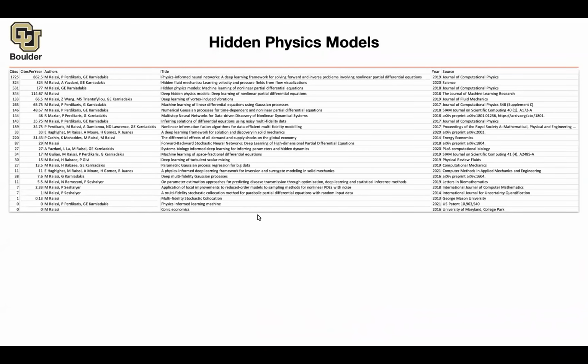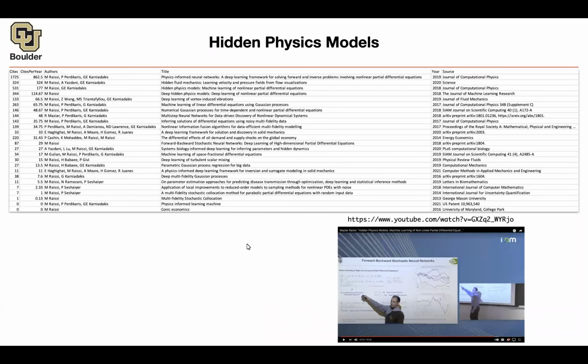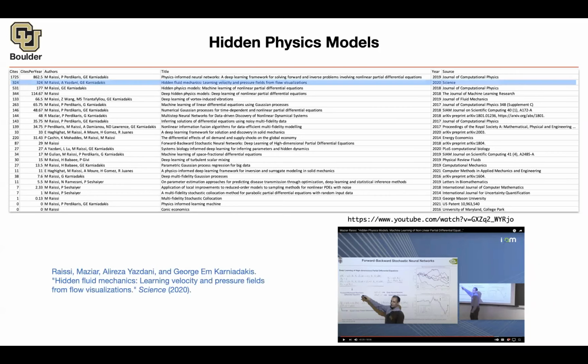I usually give a talk on hidden physics models. The talk is available online, so I'm not going to do that anymore. But that's about a series of papers that we have been working on over the past few years, under the umbrella of physics-informed machine learning. Let it be neural networks, let it be Gaussian processes. But today I'm going to be focusing on this paper. It's about hidden fluid mechanics, and it's exactly trying to address the problem that I just explained.